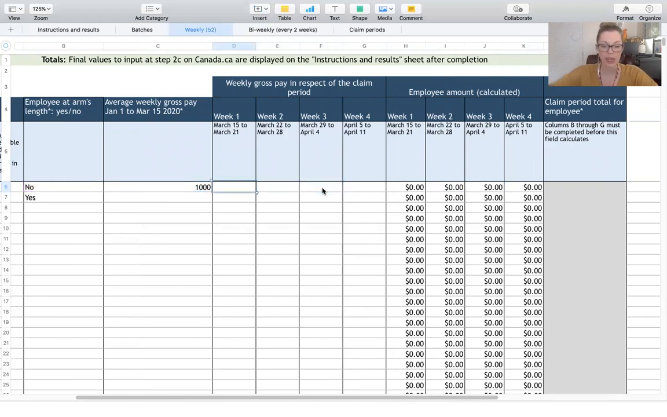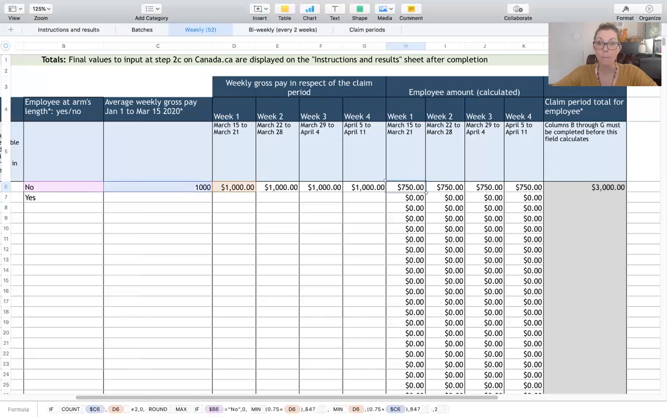So I'm earning $1,000 a week. Doesn't matter when I actually pay that money, but the money must be paid before I can claim the wage subsidy. So this is actually interesting. If you are on a monthly schedule, you won't be able to do this first period until after April 30th, because it is part of the rules that the amount has to already be paid before you can claim it.